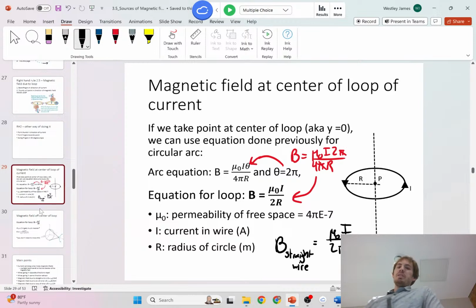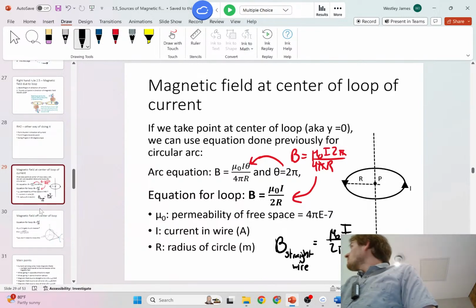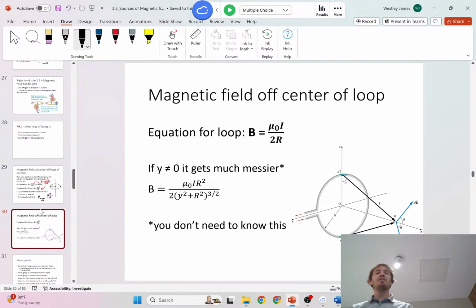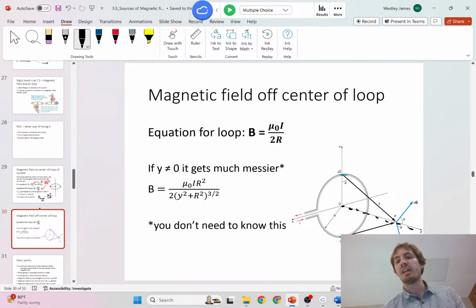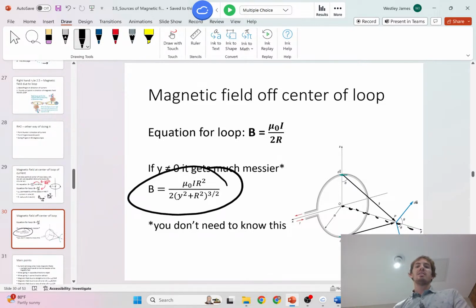Okay. The next slide, I am going to show you that you can find it at different spots, and then I'm going to tell you don't worry about it. Okay? So at the dead center of the wire, this is what you all need. It turns out you can find it along, say I take that center of the wire and make a straight line through it. This is the equation for that. Look how awful it is. And that's still kind of nicer than literally anywhere else.